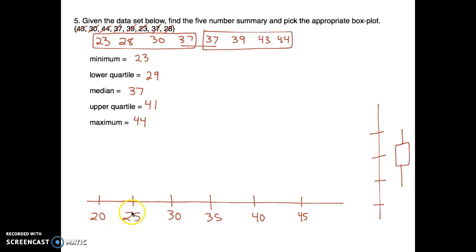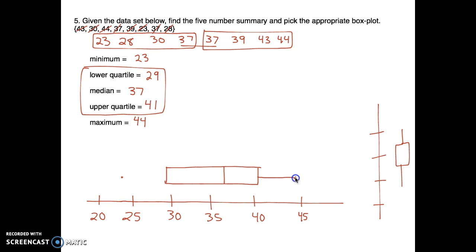So we're going to put a dot. We're not going to do it on the line, but we're going to do it above the line for the minimum, and then a dot for the maximum. So I did the minimum at 23, the maximum at 44. Then I'm going to do a vertical line for these 3 numbers. So I'm going to do a line for 29, a line for 37, and a line for 41. So this is going to be my box, and then these are going to be my whiskers. And then that's all you have to do for a box and whisker plot.